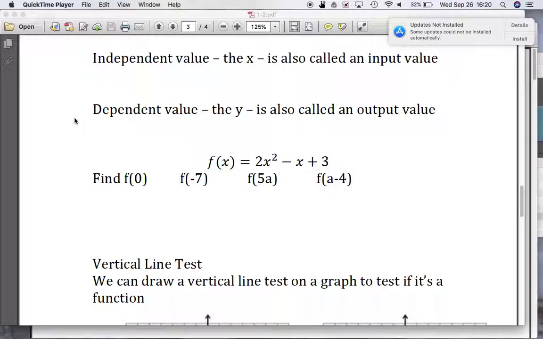All right, picking up at the second here, we're going to keep going in 1, 2. Independent value, dependent value. So the independent value is usually the x. It's always the value that's not by itself in the equation.